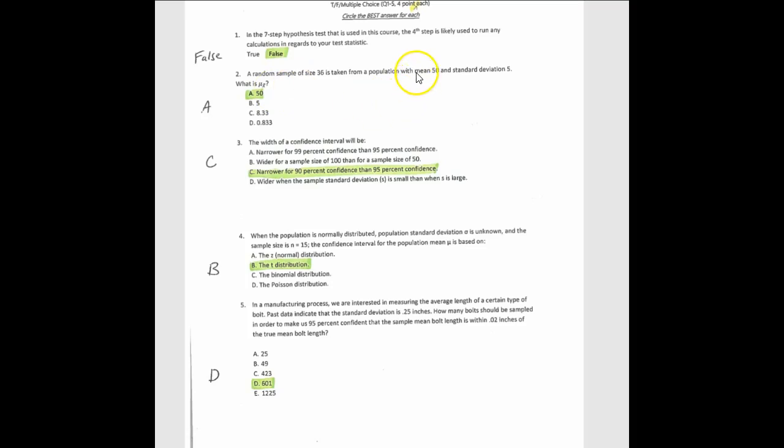Number 3: the width of a confidence interval will be either A, narrower for a 99% confidence interval than for a 95% confidence interval; B, wider for a sample size of 100 than for a sample size of 50; C, narrower for a 90% confidence interval than for a 95% confidence interval; or D, wider when the sample standard deviation is small than when it is large.